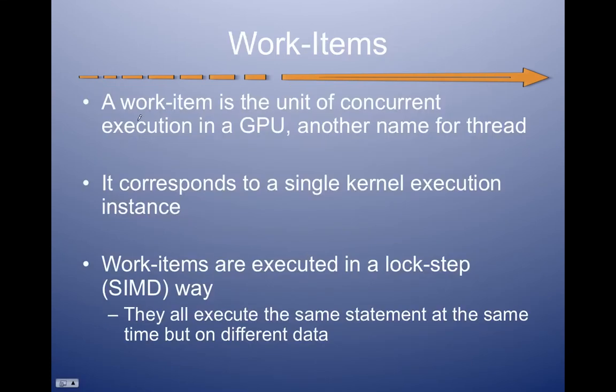So the work item is the unit of concurrent execution in the GPU. This is another name for thread. It's the execution of a single kernel instance. And work items are executed in a lockstep way. So single instruction, multiple data. In a subgroup of work items, they all execute the same instruction at the same time, but on different data.